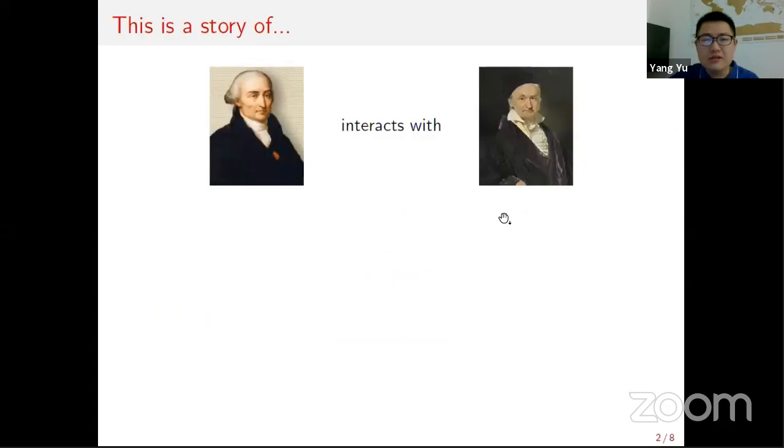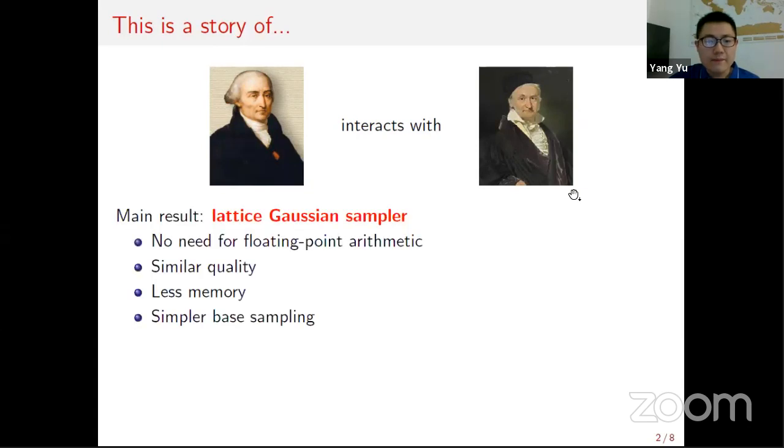This work is about the interaction between two mathematicians, Lagrange and Gauss. Our main result is a lattice Gaussian sampler. Compared with previous algorithms, it does not use floating point arithmetic, and it can achieve a similar quality but with less memory and simpler base samplings.